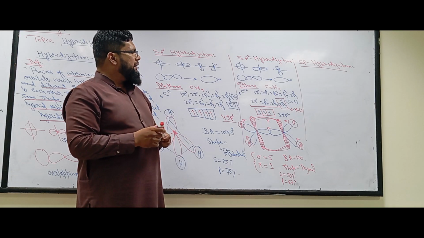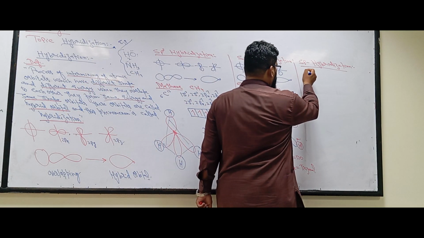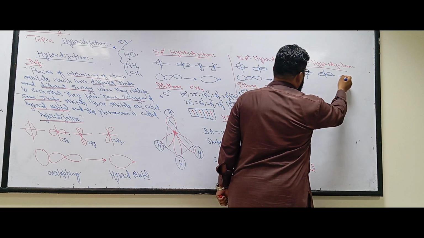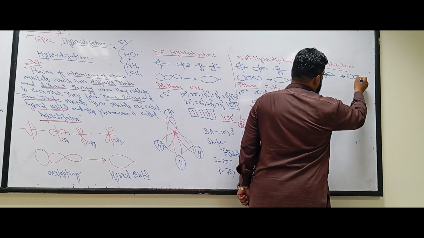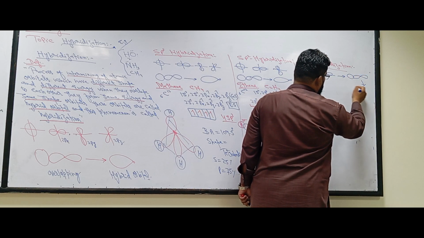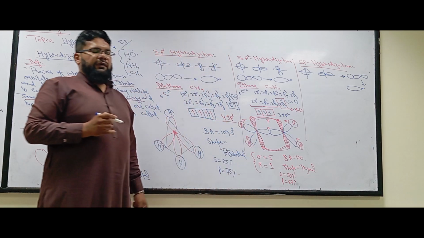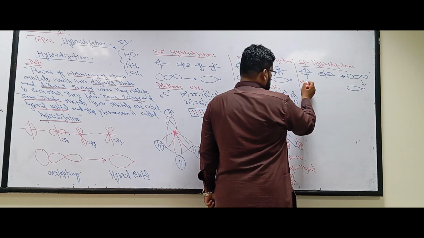Now I will explain the sp hybridization. When one s and one p atomic orbital overlap each other, two new hybridized orbitals are formed. Such hybridization is called sp hybridization. The example of sp hybridization is ethine.